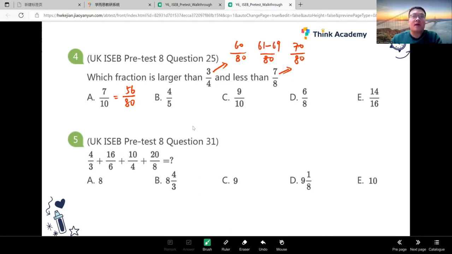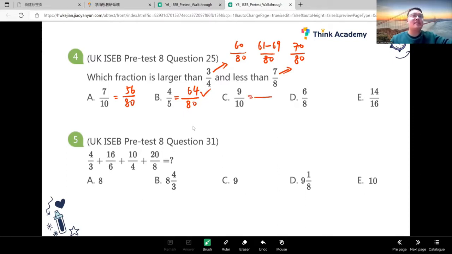So you see for the second one, to get 80 you times by 16. You times 16 to the denominator and numerator. So 4 times 16, you got 64. Actually, that works because 64 is between 61 and 69. And let's finish all the others.